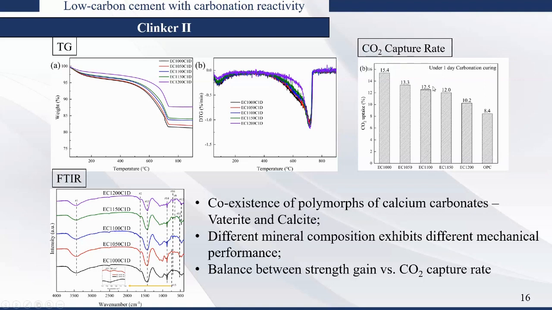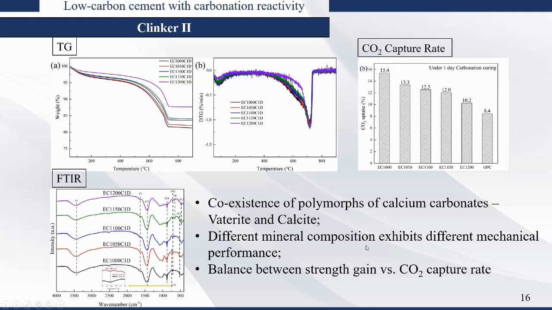We found that there doesn't have to be a linear correlation between strength and CO2 capture rate. The reason is that beta C2S can give more strength, while gamma C2S can absorb more CO2. So the coexistence of beta and gamma C2S causes the differences in CO2 capture rate. In the reaction products, we also found the coexistence of polymorphs of calcium carbonate, vaterite and calcite. Gamma C2S, when it reacts with CO2, forms vaterite, while beta C2S forms calcite.